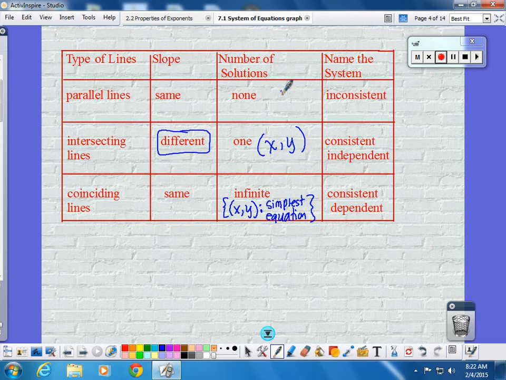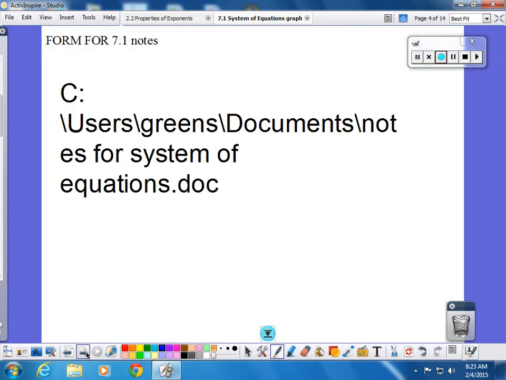So this will have no solutions, this will have one ordered pair as a solution, and this will have an infinite set, and I'll show you how that works. So when you finish with your graph on these problems, you're not finished. You still have to name a solution, which will be this way, this way, or this way, and then you name the system, which will be one of these. I'll show you what I mean.